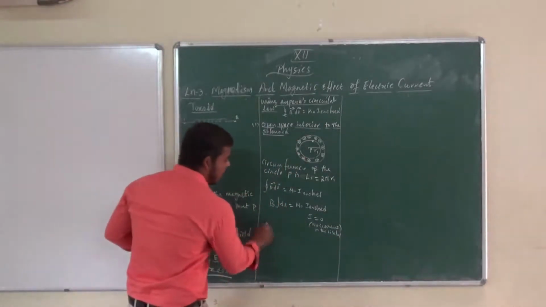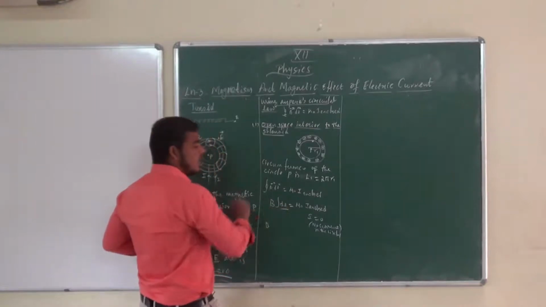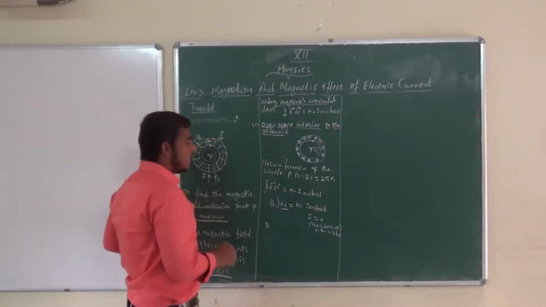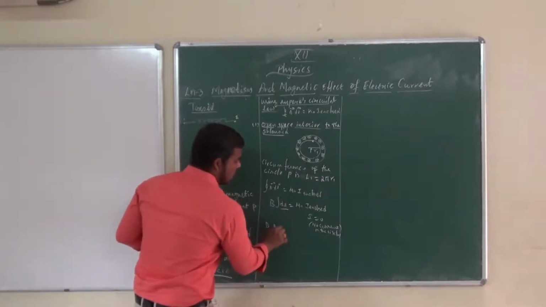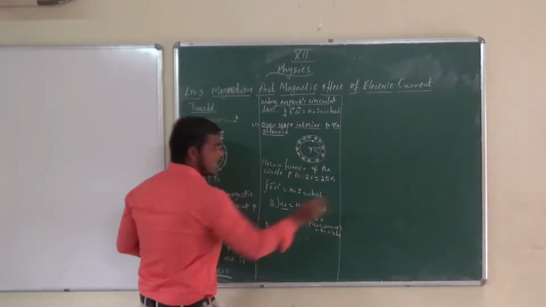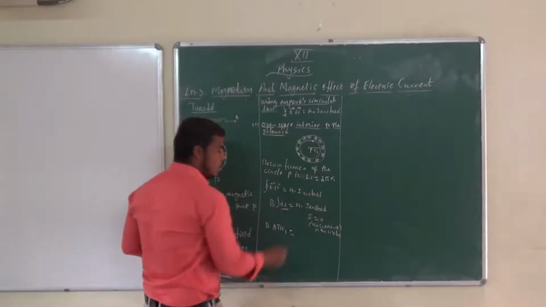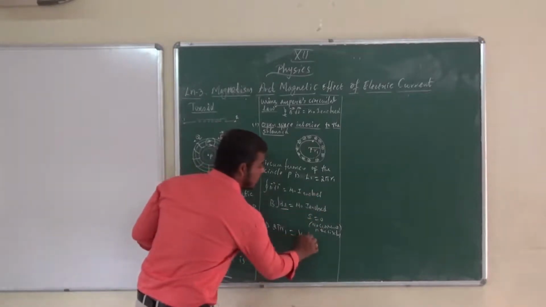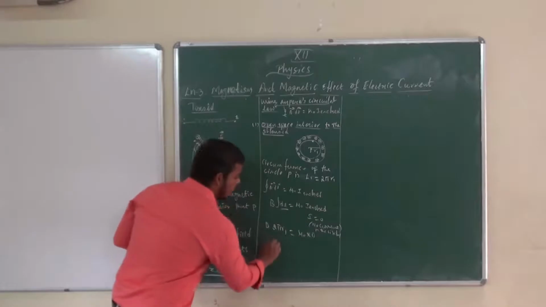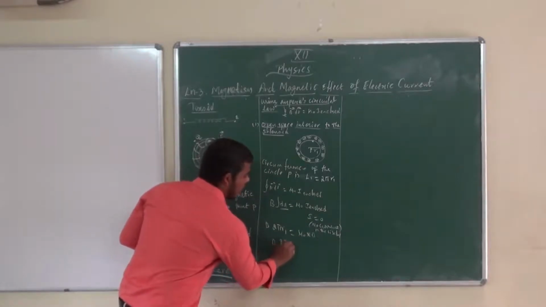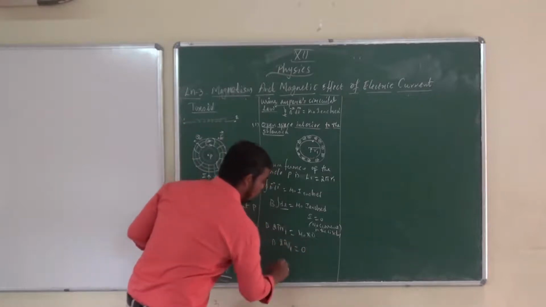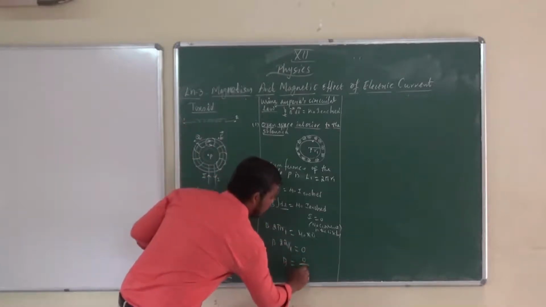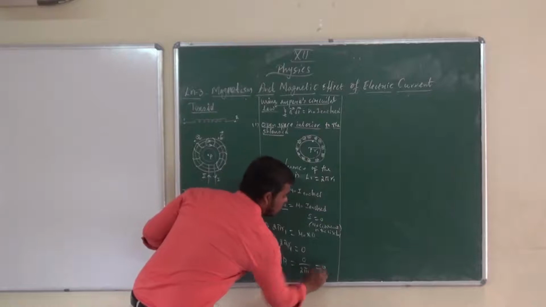On the left side, the magnetic field is constant. If we integrate dL, we get L. L is nothing but 2 pi R1. So B times 2 pi R1 equals the right side. If we put I as 0, mu naught times 0 gives 0. So B times 2 pi R1 equals 0. So what is the magnetic field? 0 divided by 2 pi R1 is equal to 0, isn't it?